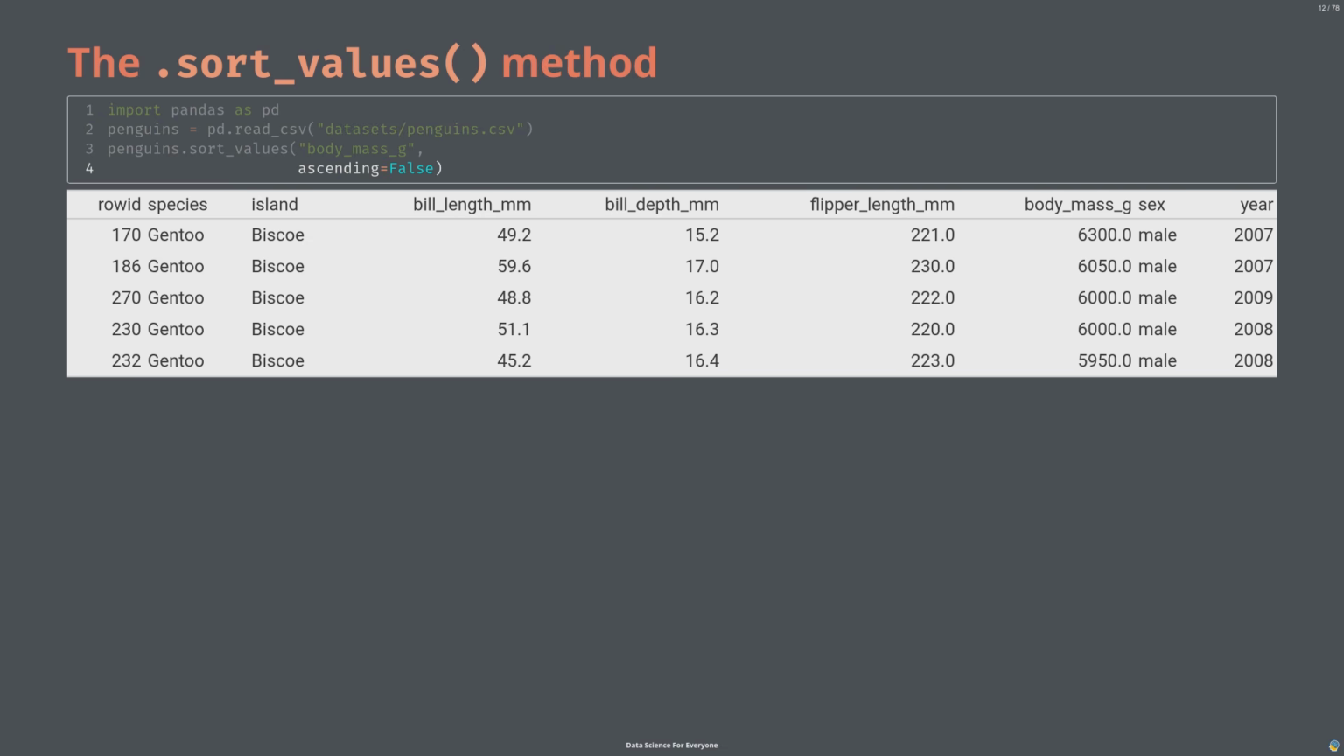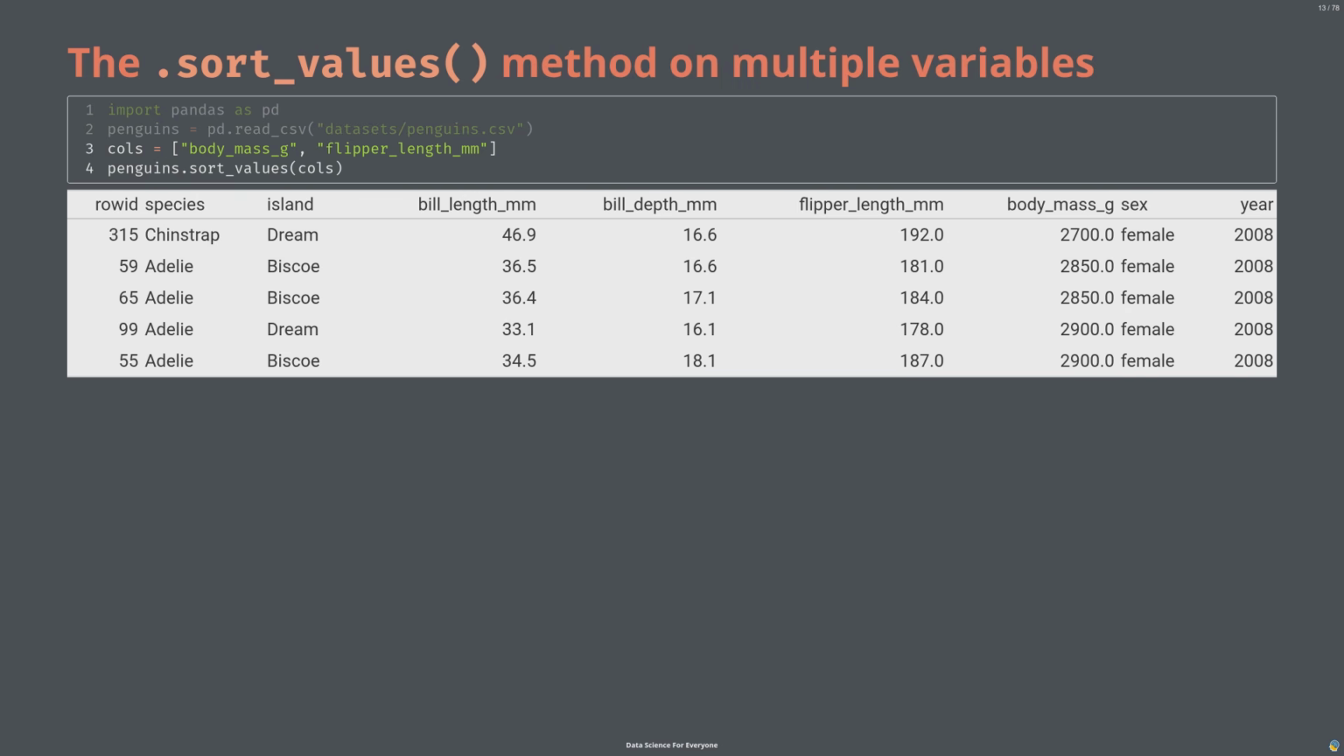You can also sort by multiple columns by passing a list of column names to the sort_values method. For example, we can store the column names in a list called cols and add it as the first argument of the sort_values method. This will first sort the data frame by body mass and then by flipper length.